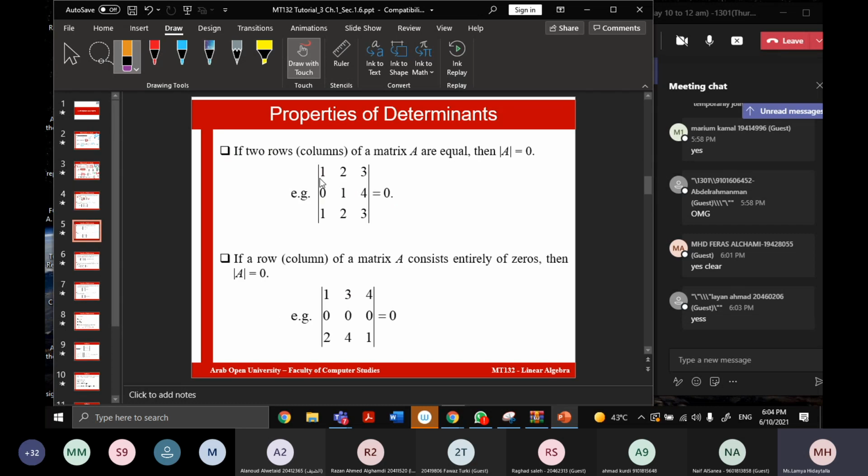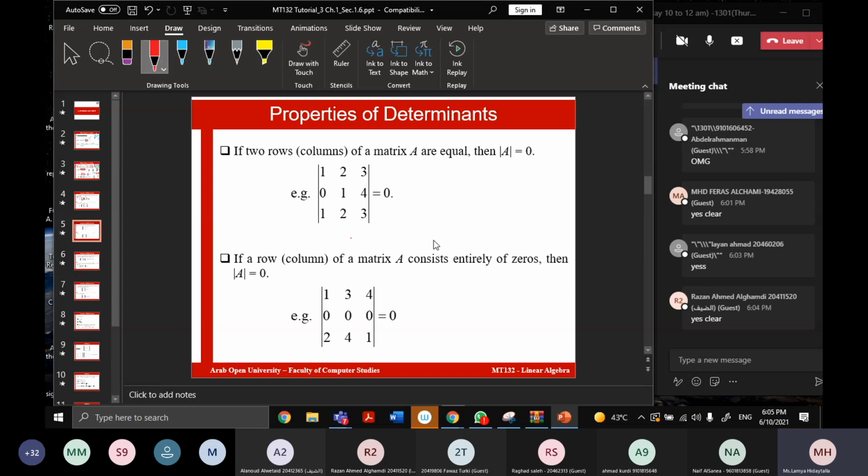Now, if two rows are the same, or two columns are equal, then you will find that the determinant is equal to 0. So go and try to find this determinant. If I were you, I'll use either this row or this column, because one of the elements is zero. So that will make the calculations easier, correct? If I take this, this is with minus sign, this is with plus, this is with minus.